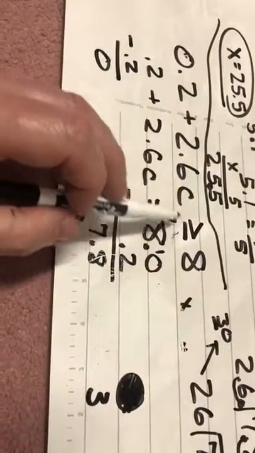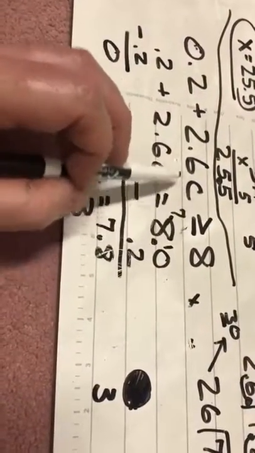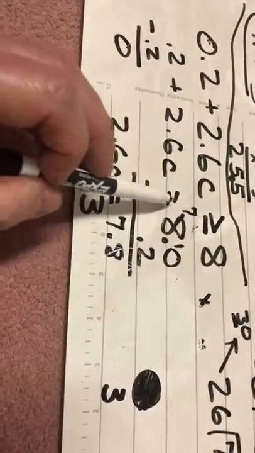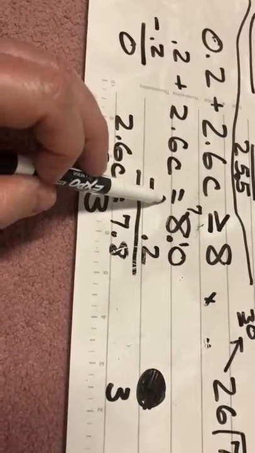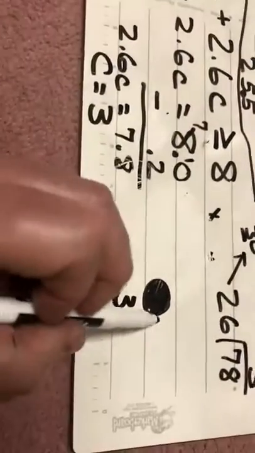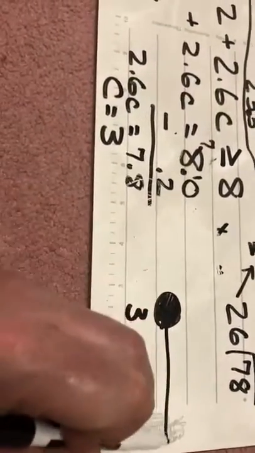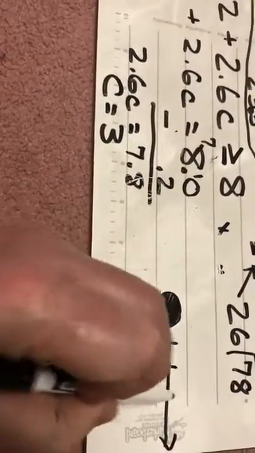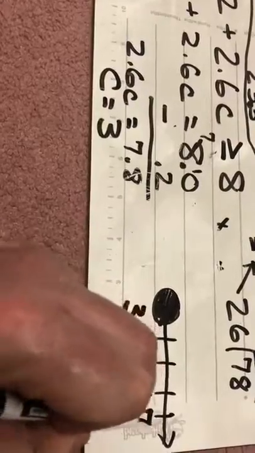But now our c is also on the bigger side of the inequality. We ended up with 2.6c is bigger or equal to 7.8. So it can be 3, but it can also be anything bigger than 3, which means our graph has to go right. 4, 5, 6, 7.